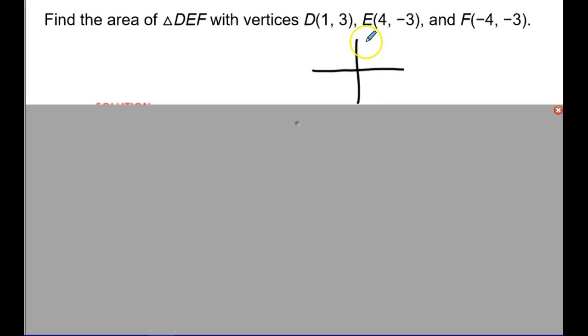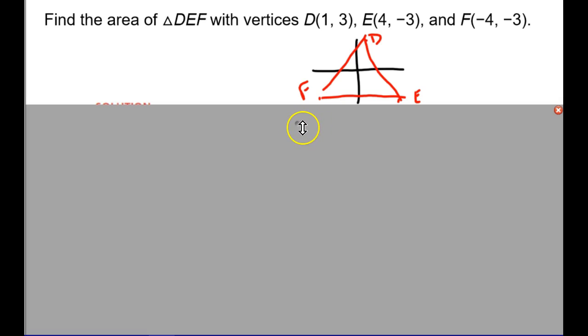So D is at (1, 3). E is at (4, -3). This was D, and this is E. And F is at (-4, -3). Okay, so here is my triangle. So now I have to find the area.